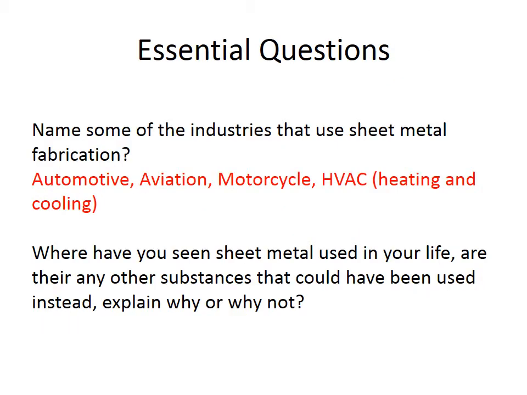To finish up this lesson, the essential questions. Name some of the industries that use sheet metal fabrication. In class, we talked a lot about the automotive industry, aviation, motorcycle, HVAC, and heating and cooling. Then, where have you seen sheet metal used in your life? Are there any other substances that could have been used instead? Why or why not? That's going to do it for lesson 4.